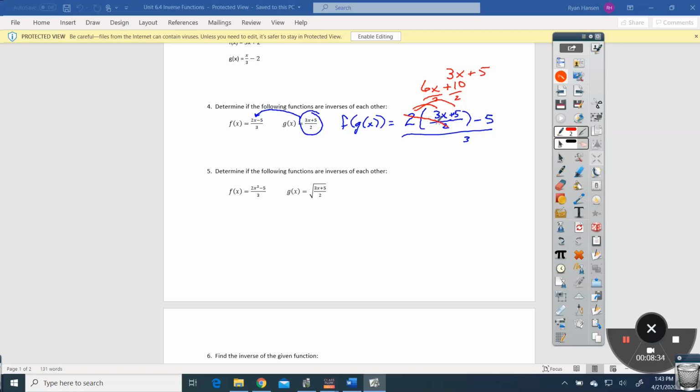So now I've done this first part. I've done 3x plus 5 minus 5 all over 3. These 5's go away, and I'm left with 3x over 3. So those go away, and I'm left with x. So that's f of g.